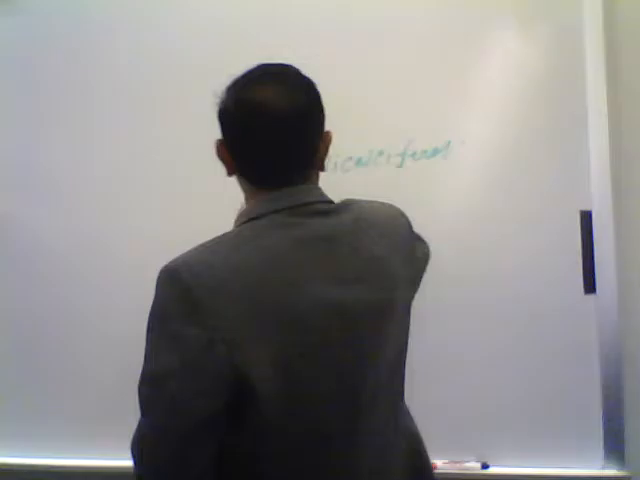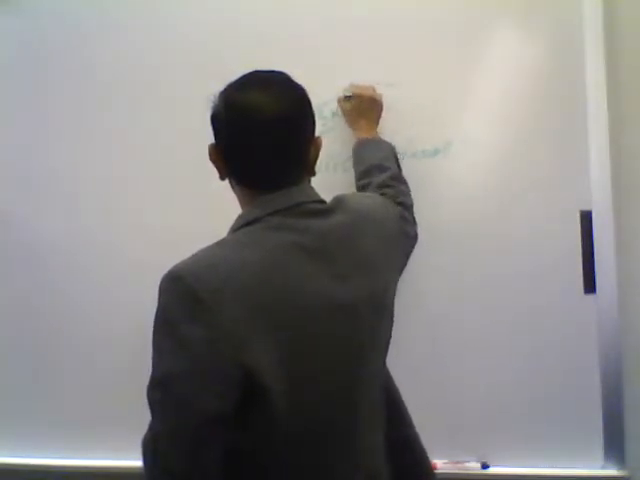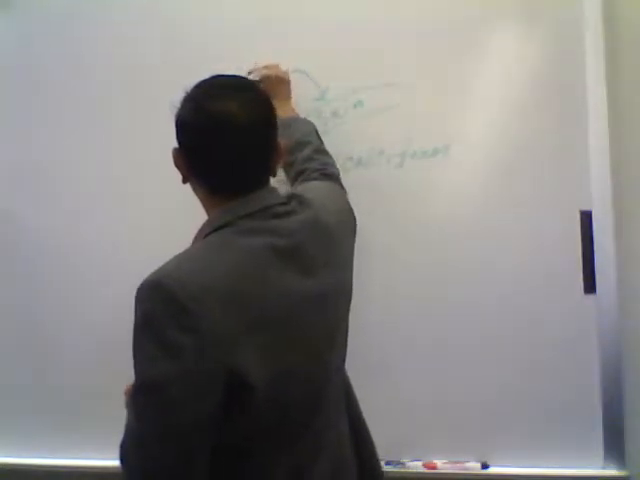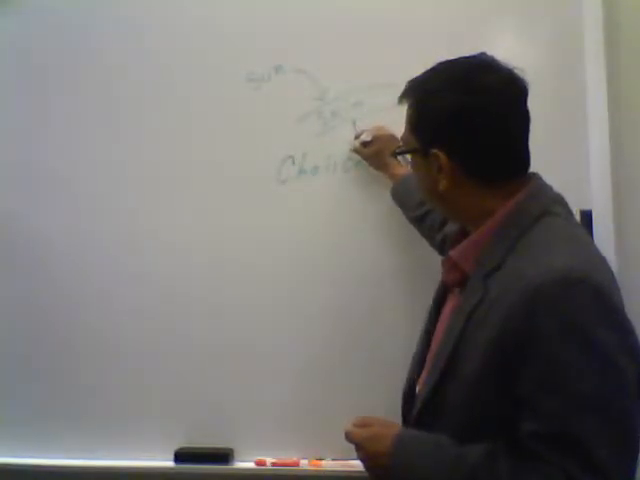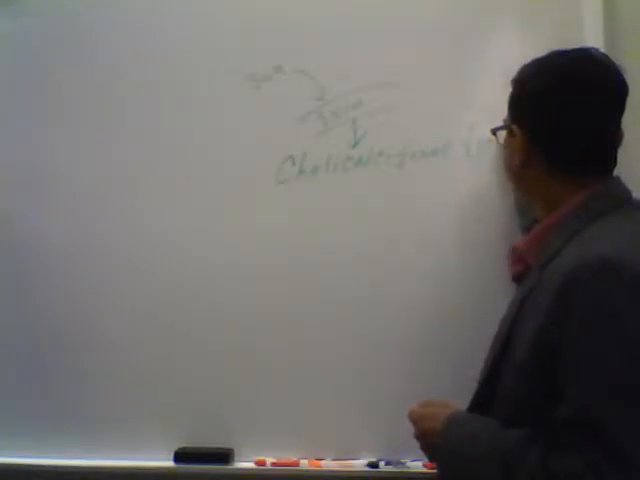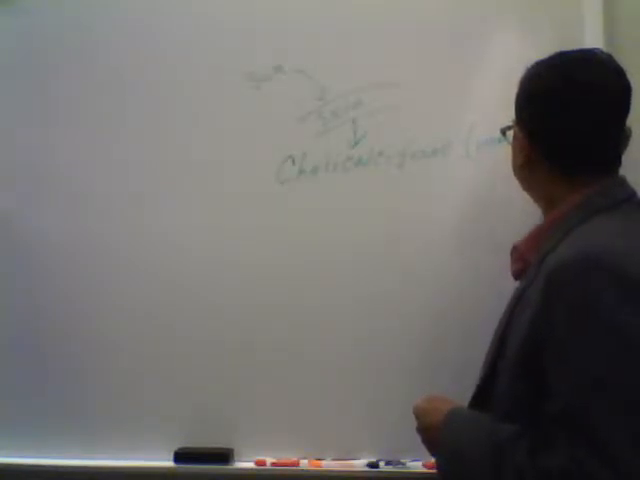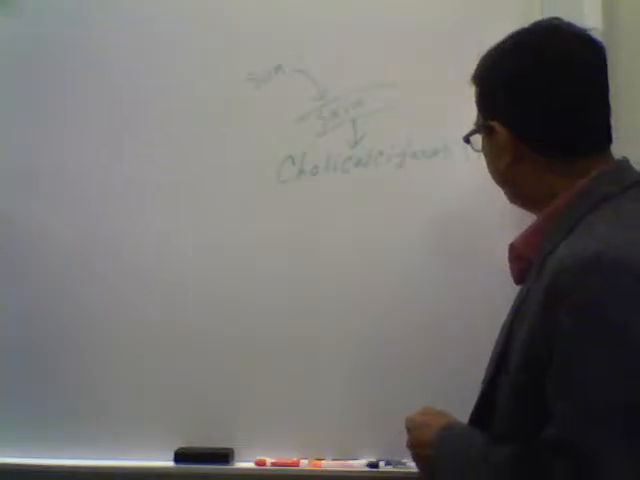Cholecalciferol. Your skin produces this chemical when sunlight falls on the skin. So when sunlight falls on the skin, skin produces cholecalciferol, which is an inactive vitamin D. It's a precursor of vitamin D.